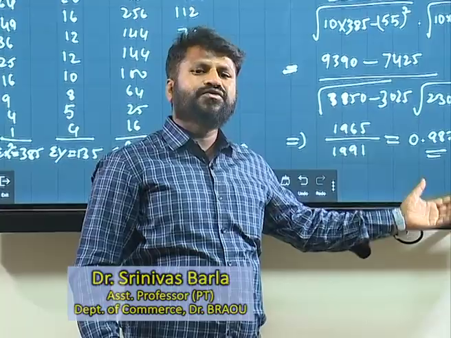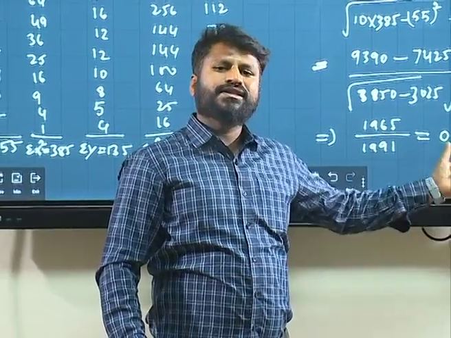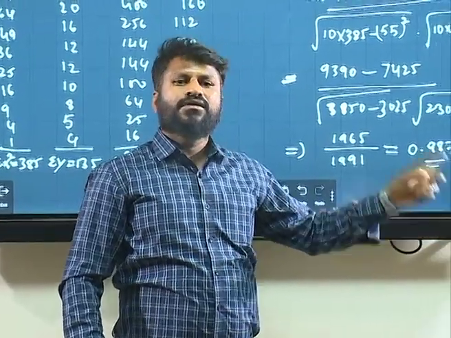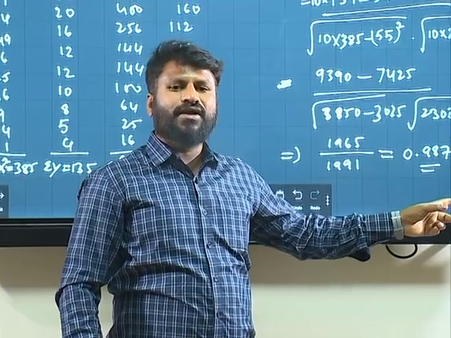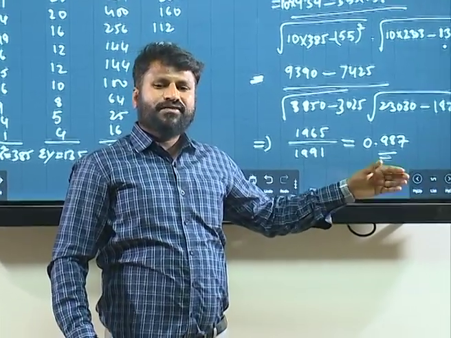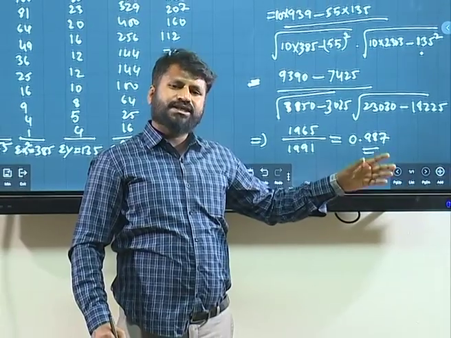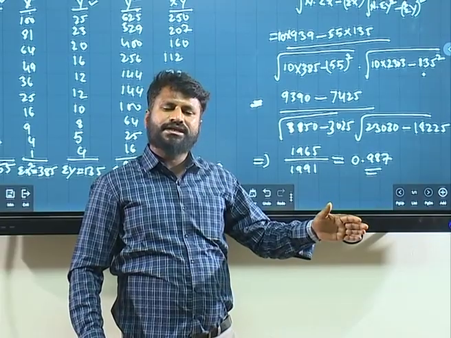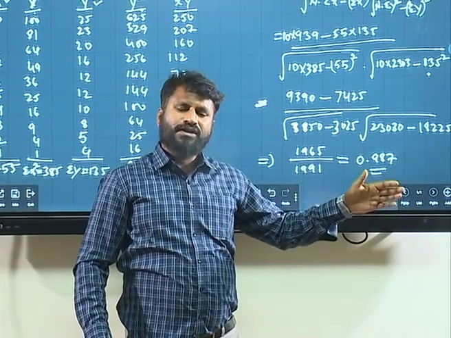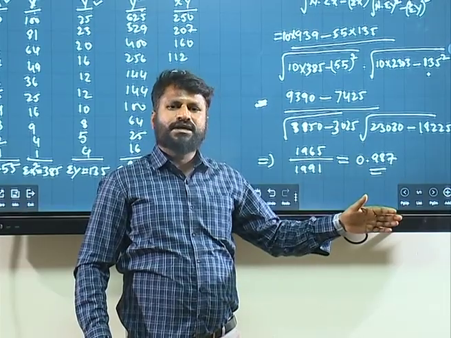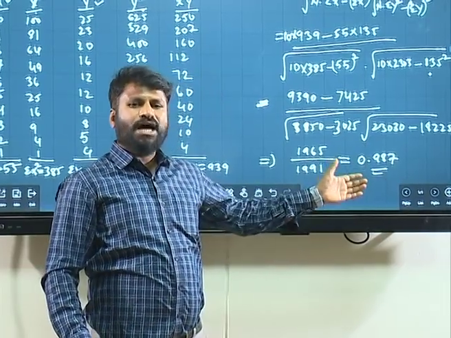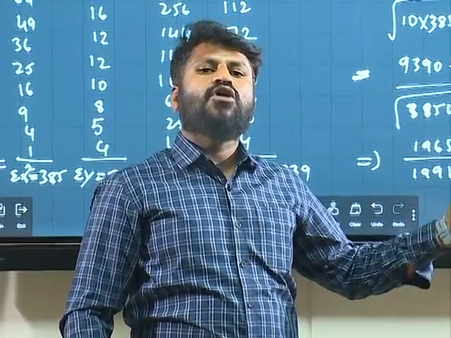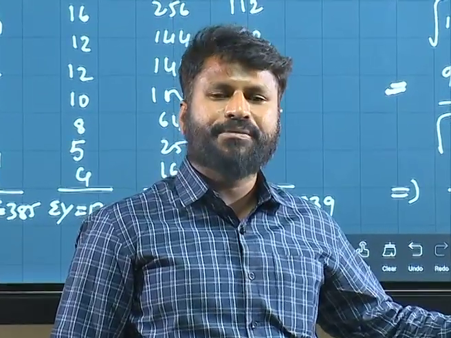When the r value is positive, there is a positive correlation. When the r value is negative, there is a negative correlation. Again, to interpret the r value, we have to check its degree. If the r value is plus 1 or minus 1, it is perfect correlation. If it is minus, negative correlation. If it is plus, positive correlation. In the present situation, the r value is less than 1 but more than 0.70, so it is a high positive correlation. This is the interpretation of this problem.